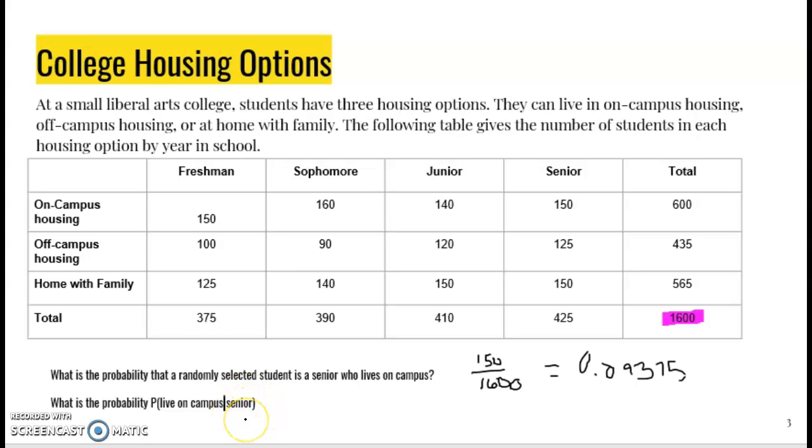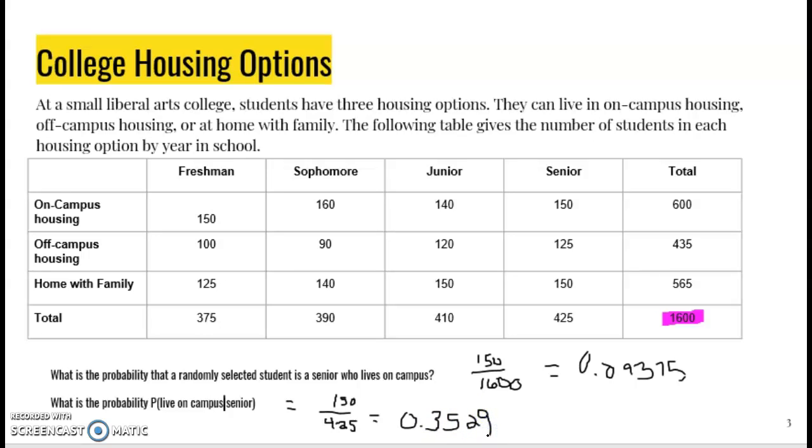When I look at the total number of seniors at this college, I can see that we have 425 of them. So they have to be a senior, and then what's the probability from the senior class that you're going to choose somebody that lives on campus? We can see there are 150 of them that live on campus out of the 425 seniors. If I divide that out, I get 0.3529.